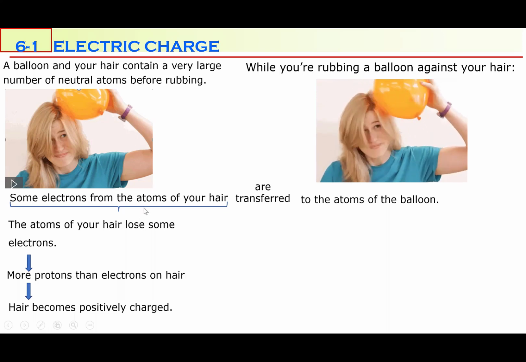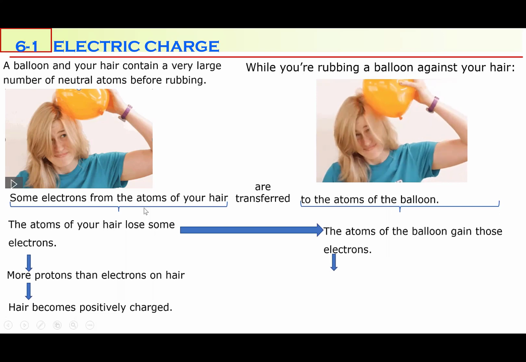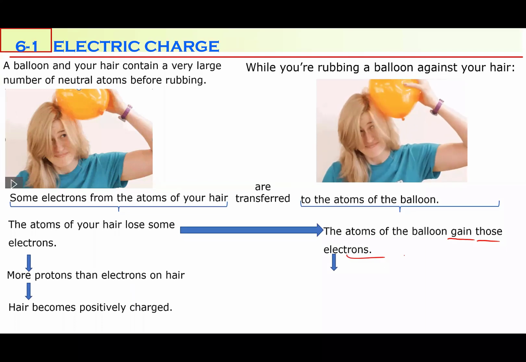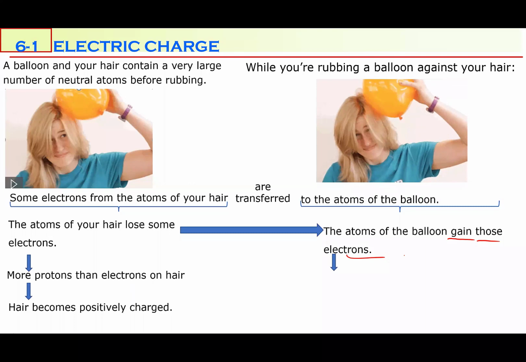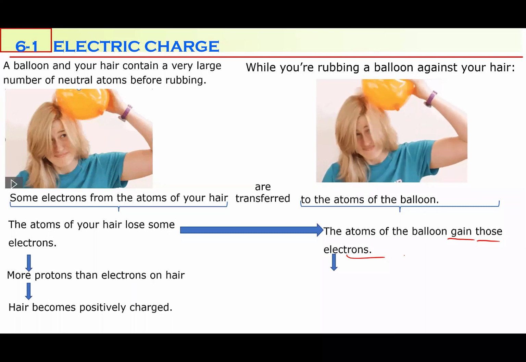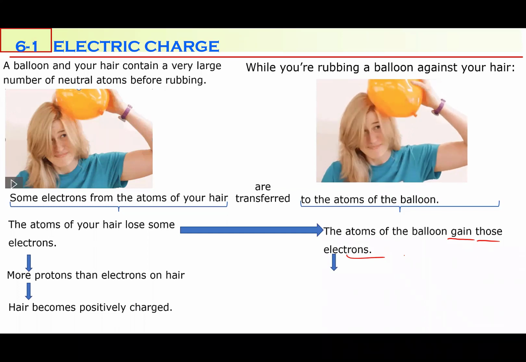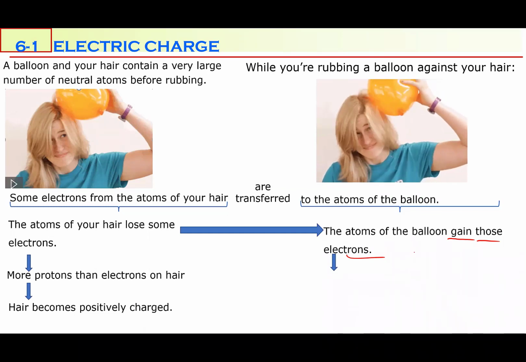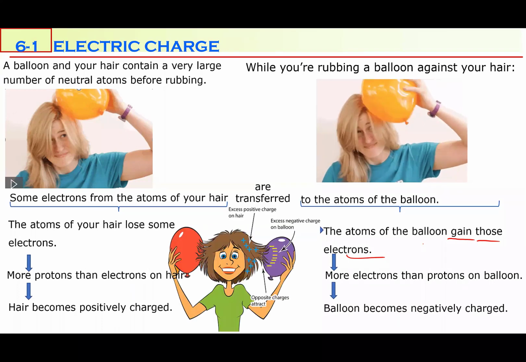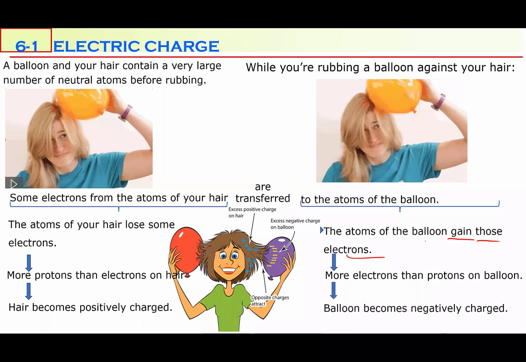From hair to the balloon. And these electrons lost by your hair are gained by the balloon. Atoms of the balloon gain those electrons. In this case, number of electrons on the atoms of the balloon becomes greater than number of protons. If number of electrons are greater than number of protons, what kind of charge is it? Net charge becomes, of course, negative. That's why now more electrons appear on the balloon than protons. That's why the balloon becomes negatively charged.